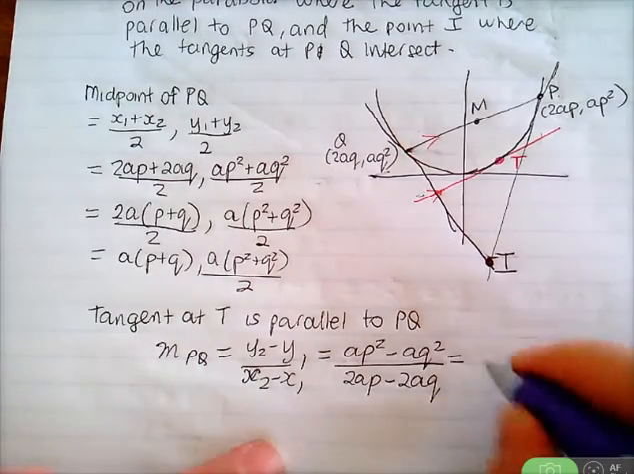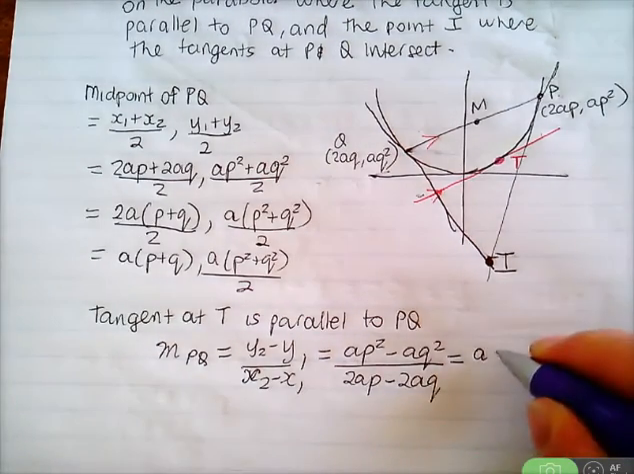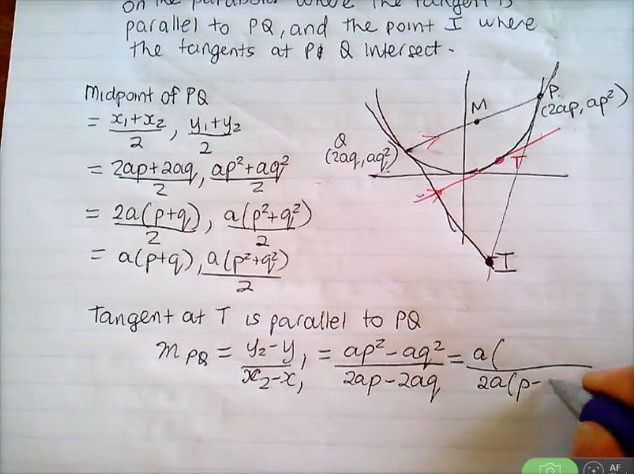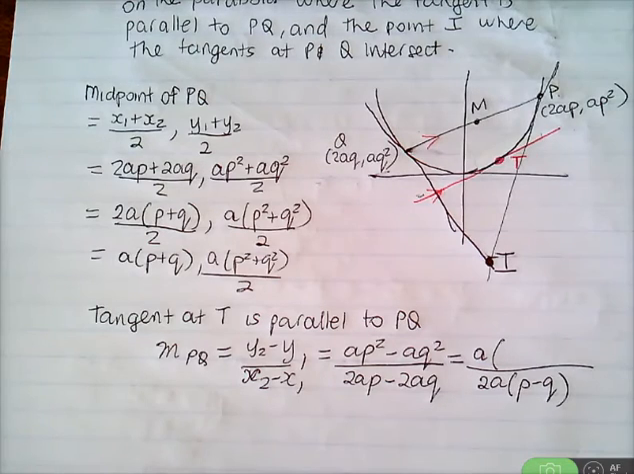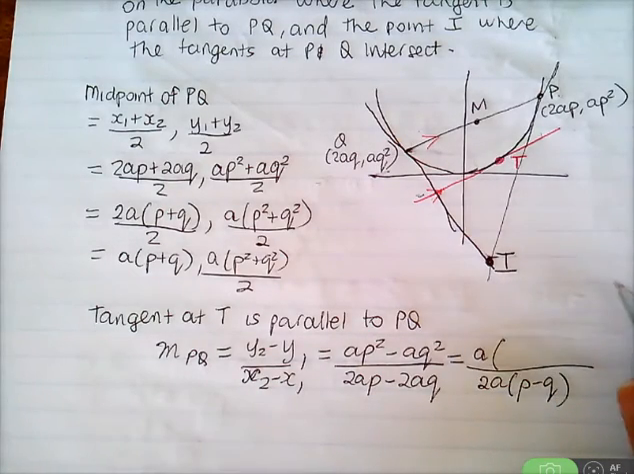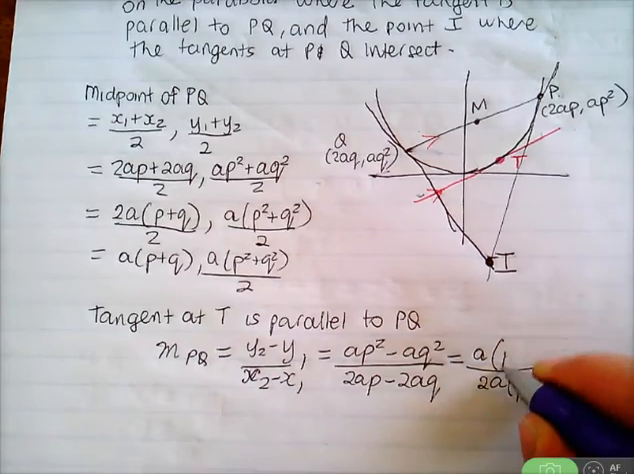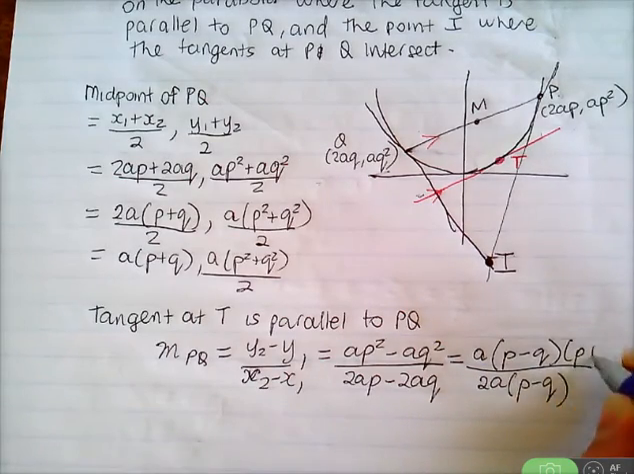So, do you know what you've got to do here? Factorize. Let me factorize the bottom first: 2A bracket P minus Q. Instead of writing A bracket P squared minus Q squared, do you want to factorize the whole thing straight away? What do you got? Well, it is A bracket P squared minus Q squared, which is P minus Q, P plus Q.